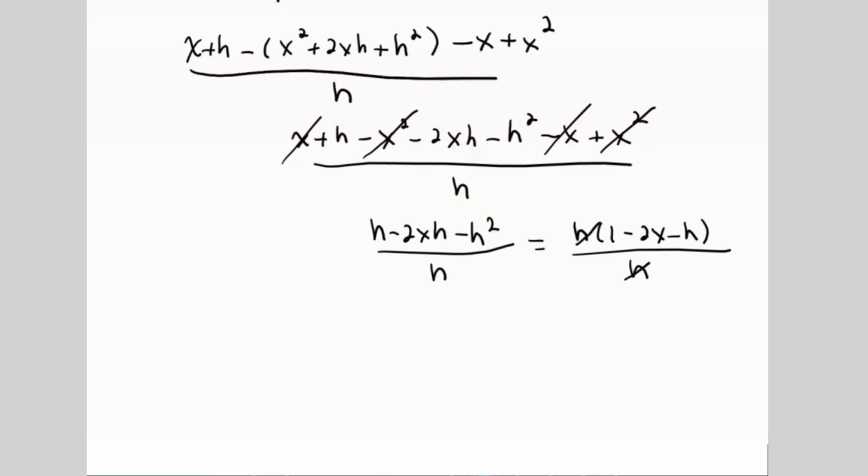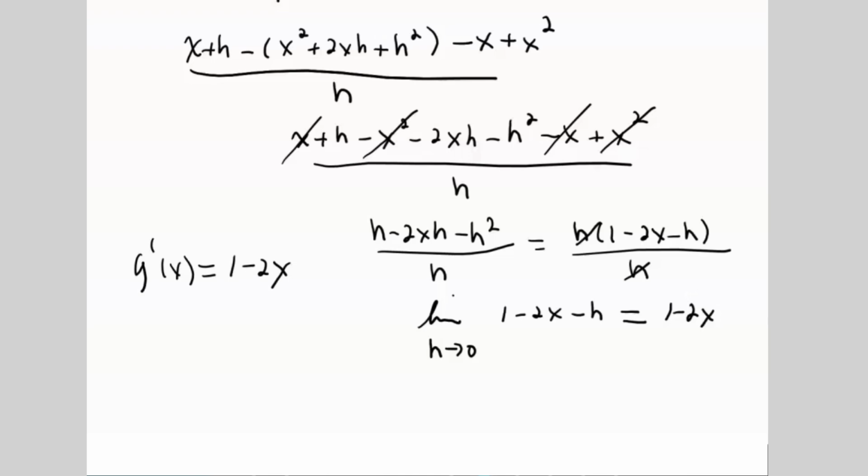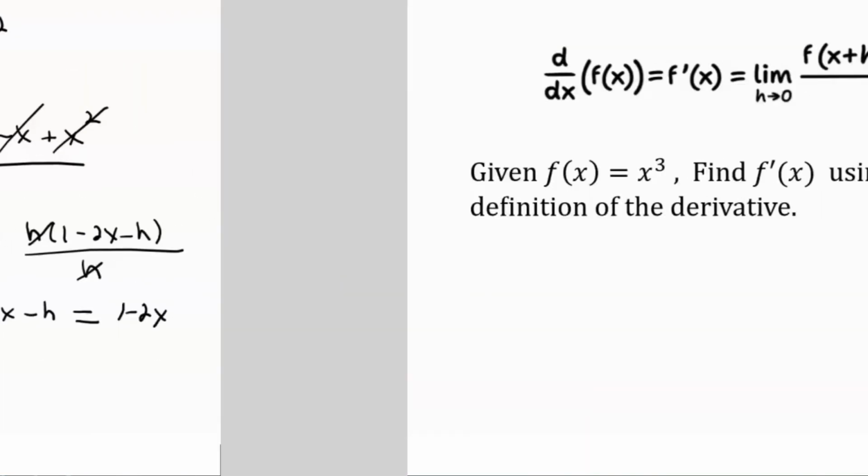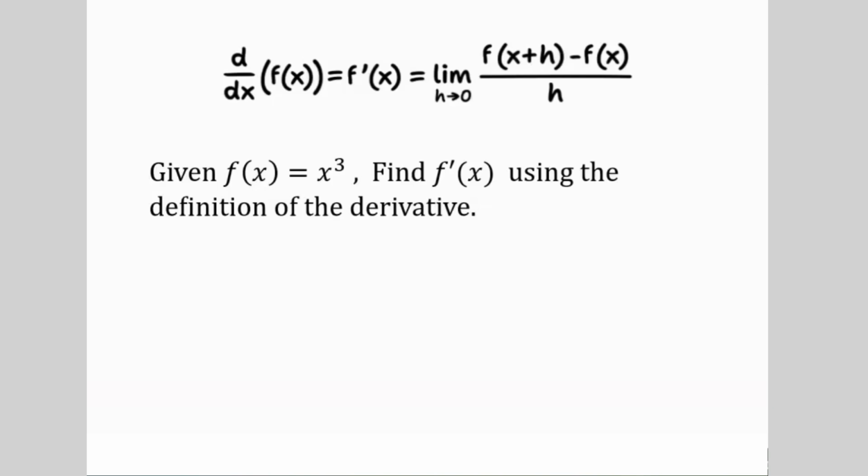So this is going to boil down to the limit as h approaches 0 of 1 minus 2x minus h. And by direct substitution, if we plug in h equals 0, we're going to get 1 minus 2x. So g prime of x, by the definition of the derivative, is equal to 1 minus 2x. All right, let's try the next example.